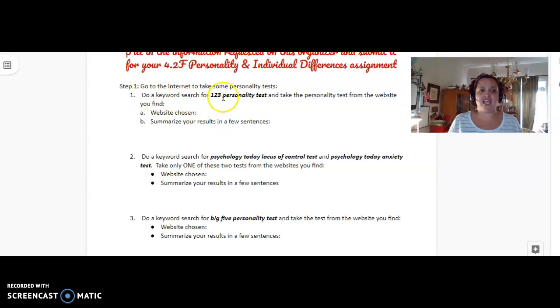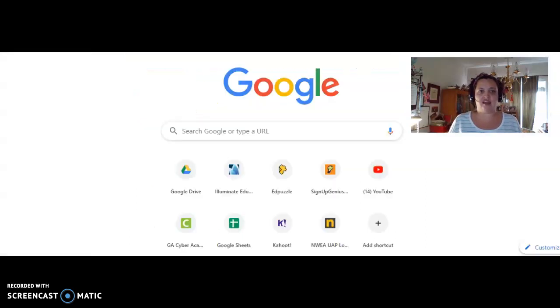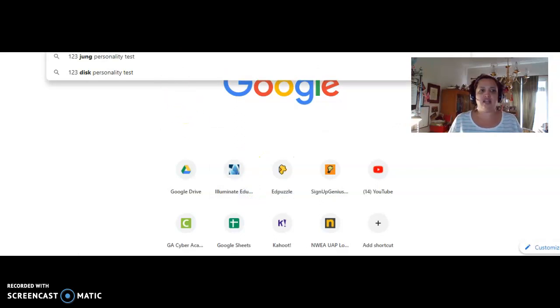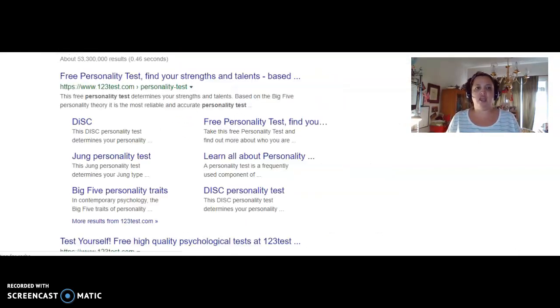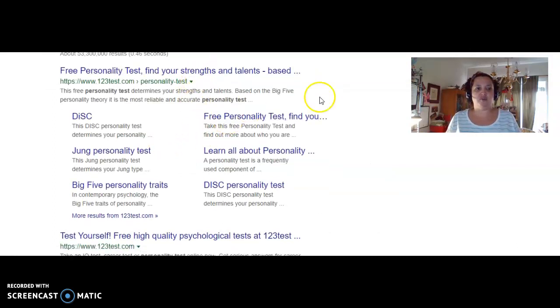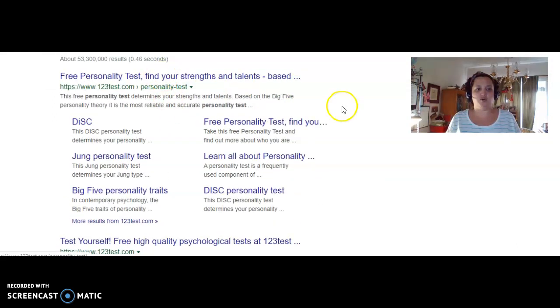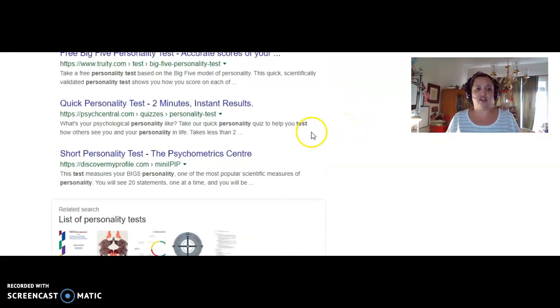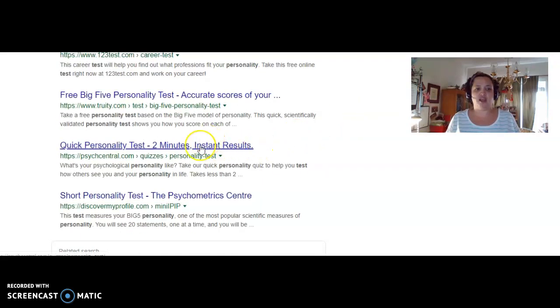So when I say do a keyword search, what I'm asking you to do, you can just copy this if you want, is go to Google and put in there 123 personality test. I know it's kind of hard to see because it went up to the top. And it'll give you options of personality tests. You can start with this one, 123test.com, or you can scroll down and see what other tests there are and choose the one you want.